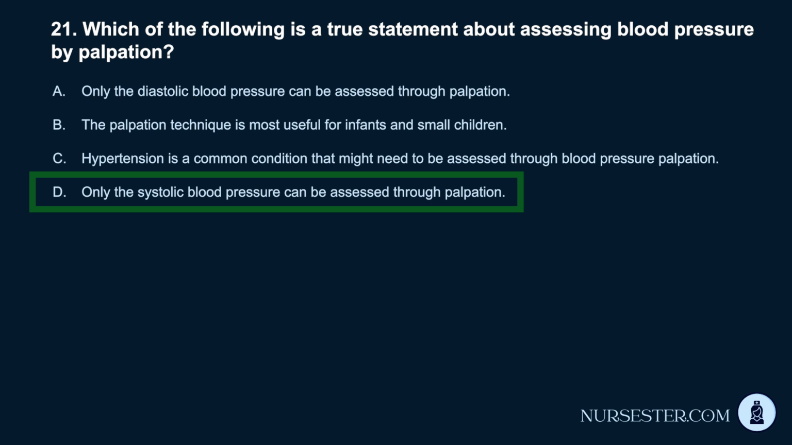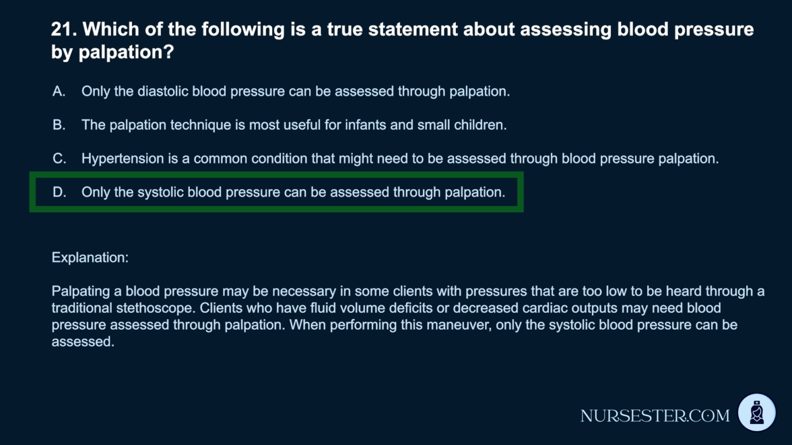Correct answer: D. Only the systolic blood pressure can be assessed through palpation. Palpating a blood pressure may be necessary in some clients with pressures that are too low to be heard through a traditional stethoscope. Clients who have fluid volume deficits or decreased cardiac outputs may need blood pressure assessed through palpation. When performing this maneuver, only the systolic blood pressure can be assessed.